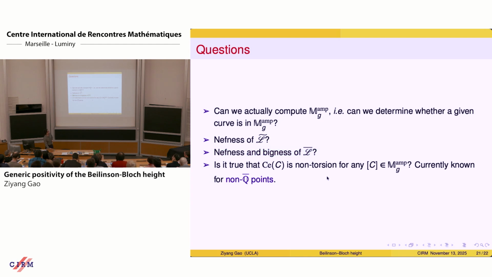And next is, can we show that all the non-torsion Ceresa cycles are non-Gaussian? Currently, it's known for non-Qbar points, but of course, we as arithmetic geometers, at least I think most of us, care more about algebraic points. So it would be great if this can be done also for algebraic points. Yeah, and also, of course, whether you can do this for other families.